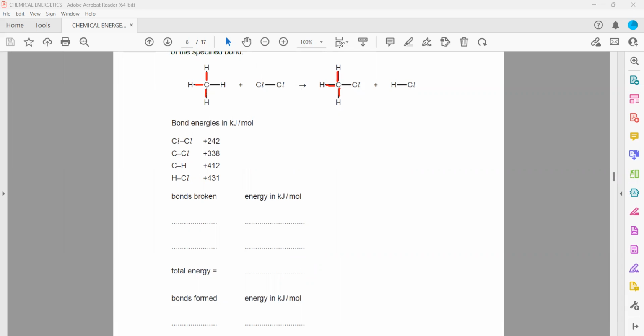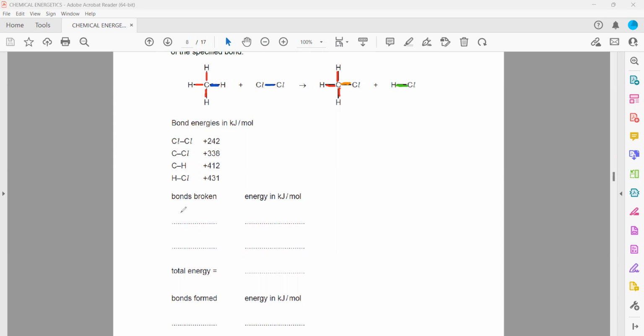So what difference is there? There is one CH bond, and now it becomes a CCl bond. That is a difference. Then there is a ClCl bond and an HCl bond. That is also a difference.